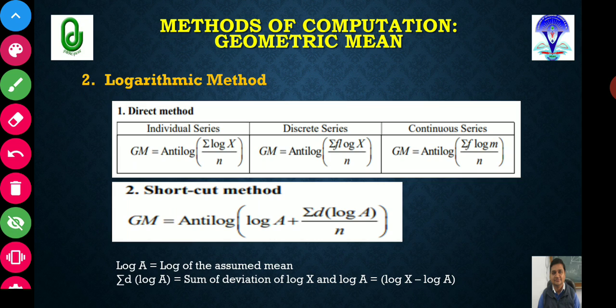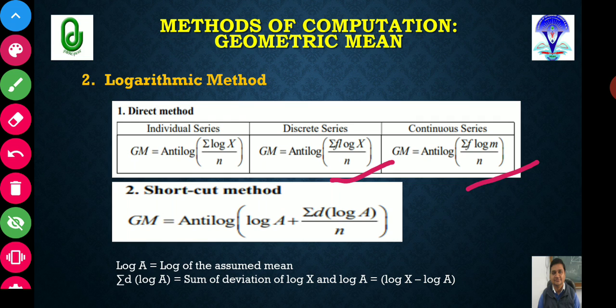The second one is the logarithmic operation method. In the logarithmic method there are two methods, direct method and shortcut method. The direct method applies to all kinds of data: individual or raw data, and then group data, discrete series and continuous series. There is slight variation in the formula, and we have already studied this variation in the formula for arithmetic mean. I am confident that you will be able to appreciate the differences in the formula for different kinds of data series. So we will see individual series only.